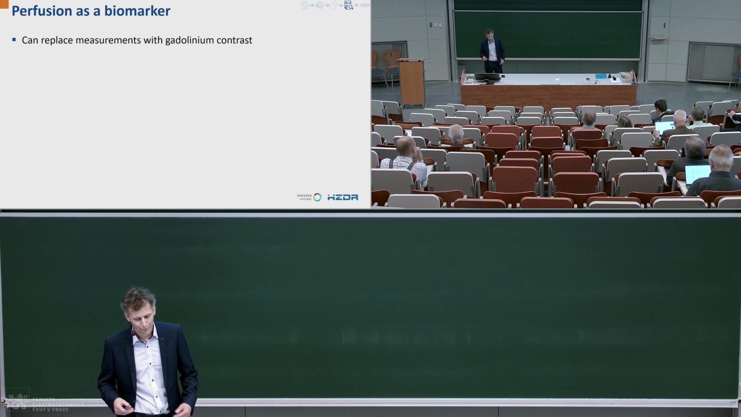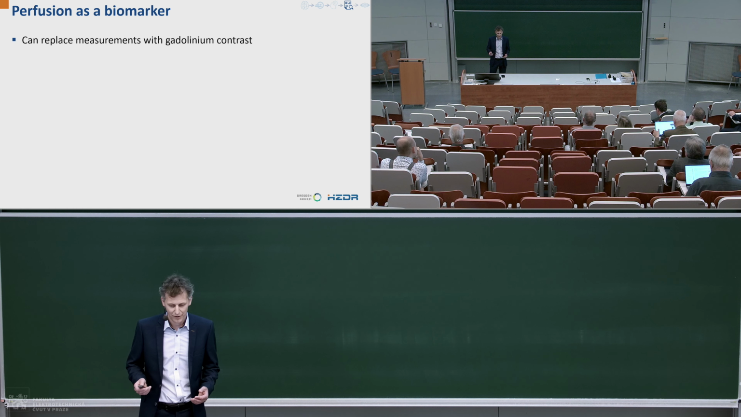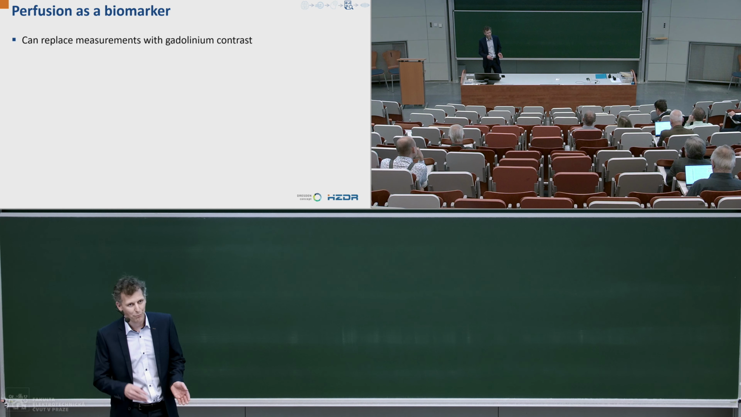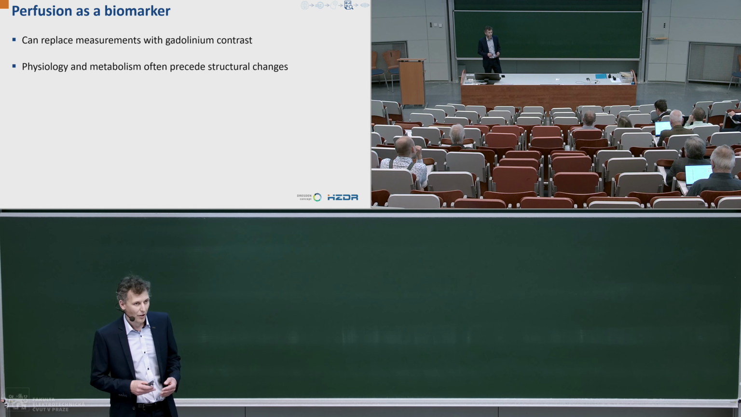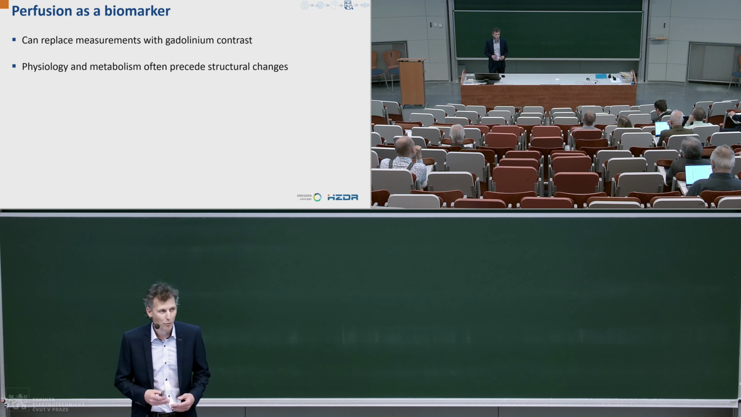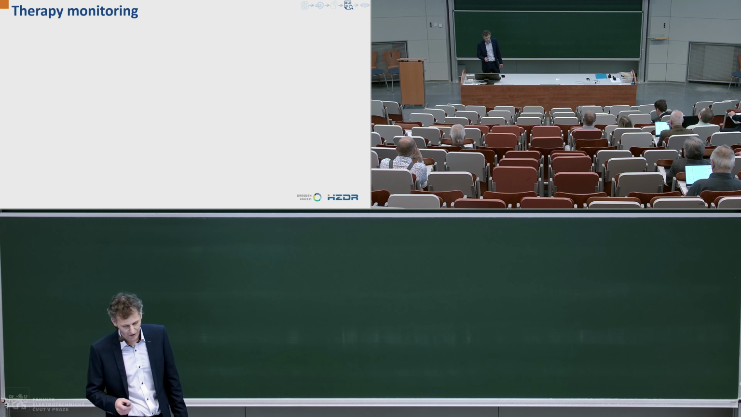Hopefully in the future we'll be able to work with ASL and develop it as a clinical biomarker, as there are many reasons why we should do that. So first of all, it can replace measurements using tracers or gadolinium contrasts. Also, ASL is really useful as any physiological and metabolic changes in disease might precede structural changes that are typically examined, and also perfusion might be sensitive to different mechanisms in the disease.